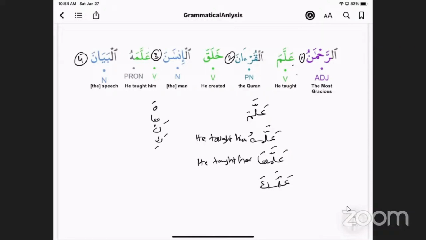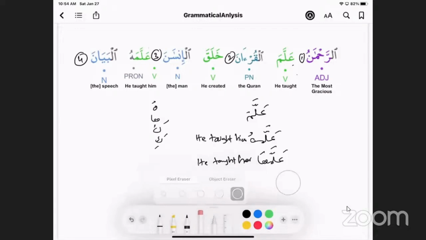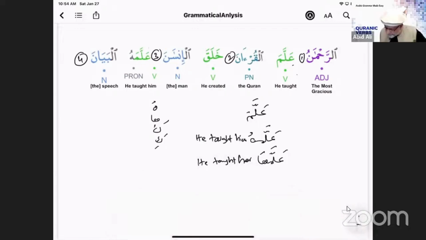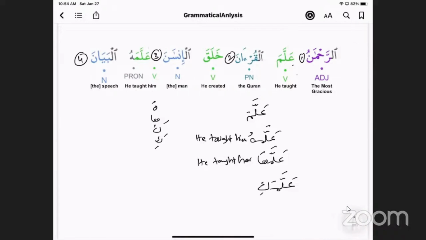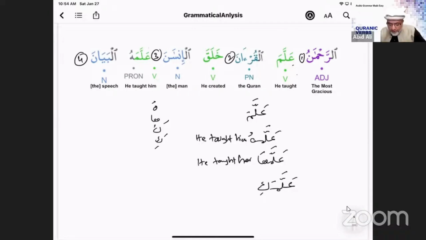Allama, ka: he taught you, you male. Very good. That's very important, right? Allama, he, him. So over here, allamahu, he taught him.